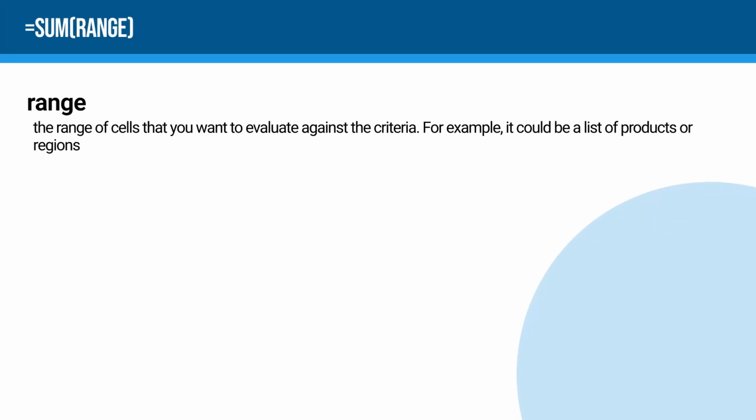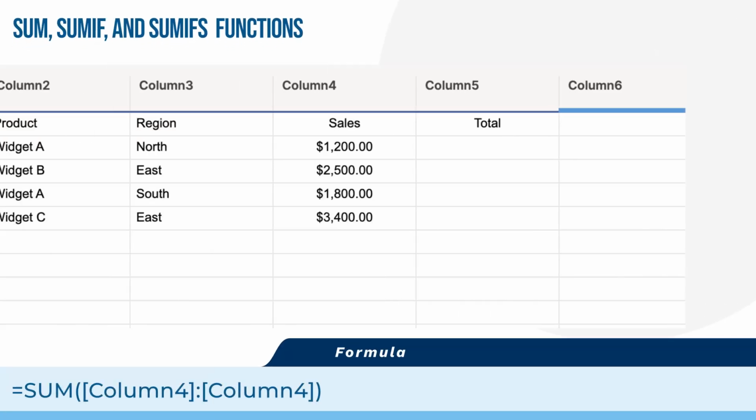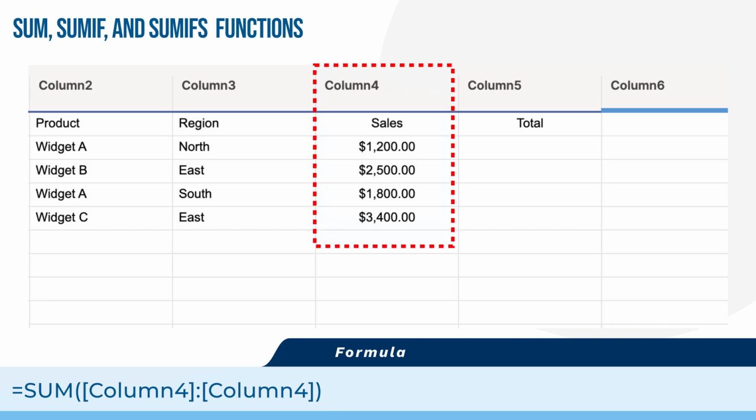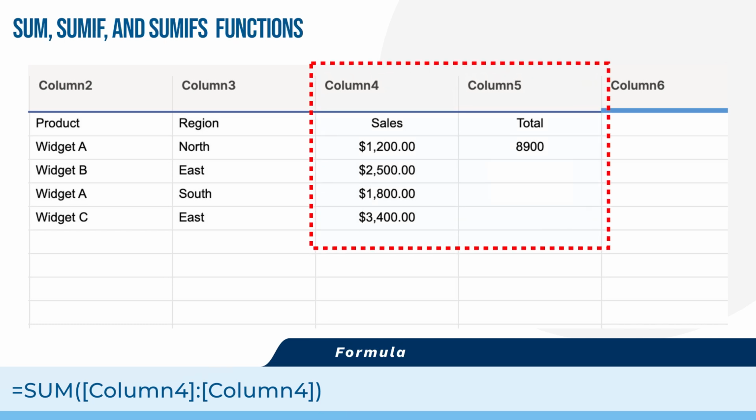The SUM function is the simplest of the three, used to add up a range of numbers. The basic syntax for the SUM function consists of just the range of cells you want to sum. Let's start with a simple example. Imagine you need to calculate the total sales for a given period. Enter the sales figures in a range of cells. Use the SUM formula to add up the values. This formula will return the total of all the sales figures within the specified range.